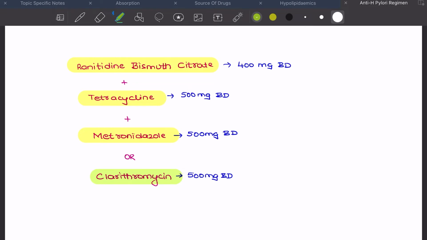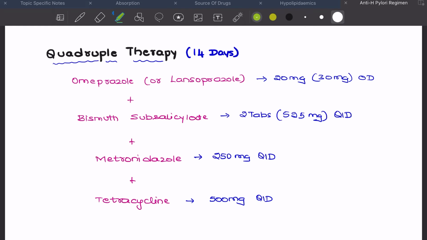So this was about the triple therapy, which is used for H. pylori eradication. Next, moving on to the quadruple therapy. This quadruple therapy is also administered for 14 days, similar to the triple therapy. Quadruple means you are using 4 drugs in combination. Out of 4 drugs, 1 drug will be the proton pump inhibitor. Again you can remember omeprazole or lansoprazole. The dose is 20 milligram, or 30 milligram if you are using lansoprazole, and this has to be given OD.